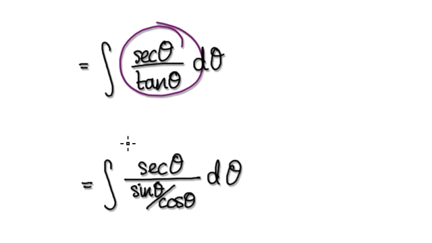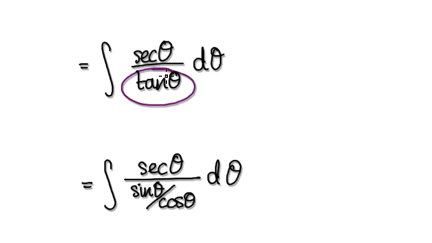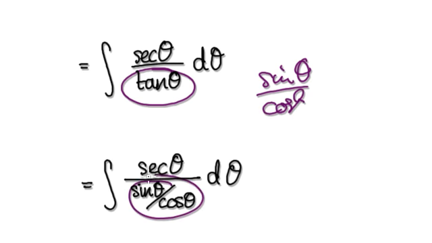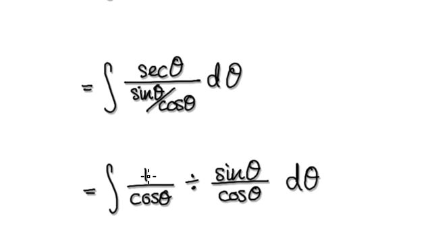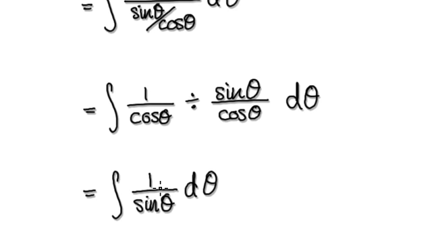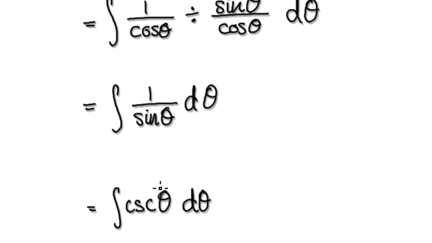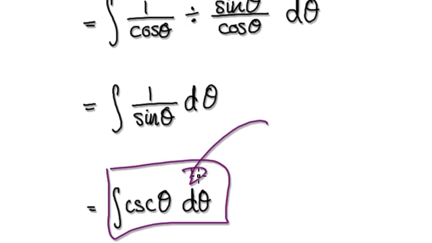And then visualize this as sine theta over cos theta. So it's like this, and then so on. Play around with it, and then you will get to this stage. So now it's just a matter of integrating cosecant of theta. Now I've done a whole video on this, so track that video down.